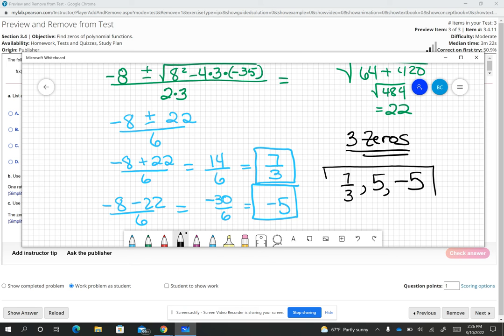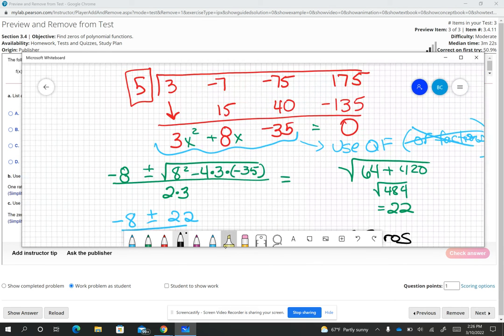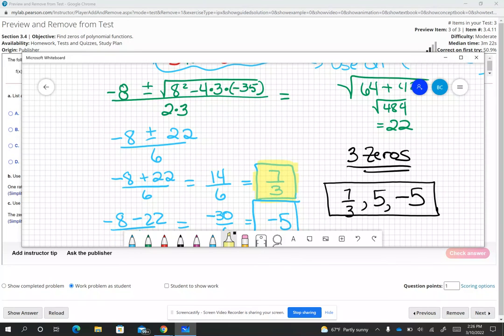And it does not matter the order you put them in. Let me just show them to you again. The first one was 5 because we got 0 using it. The second one was 7 over 3. And the third one was negative 5. So those are my answers.